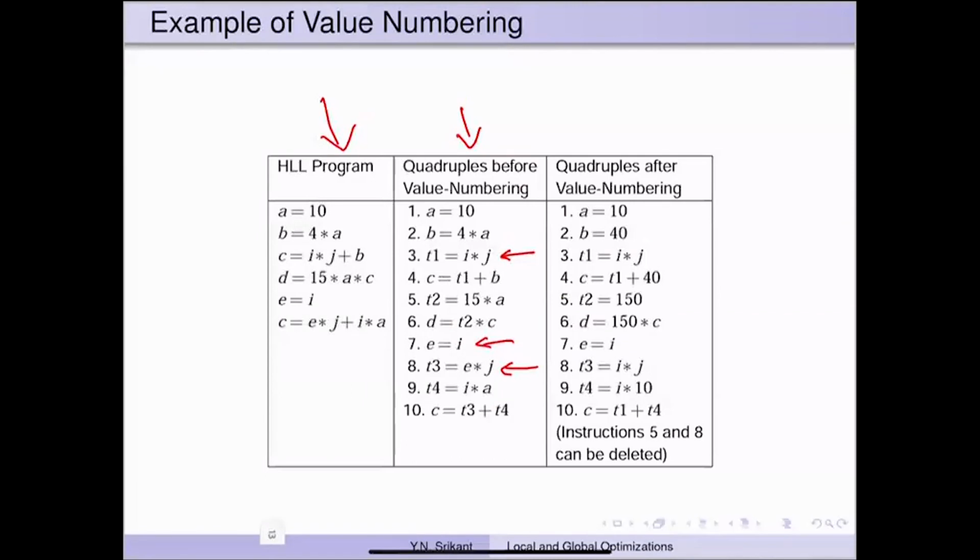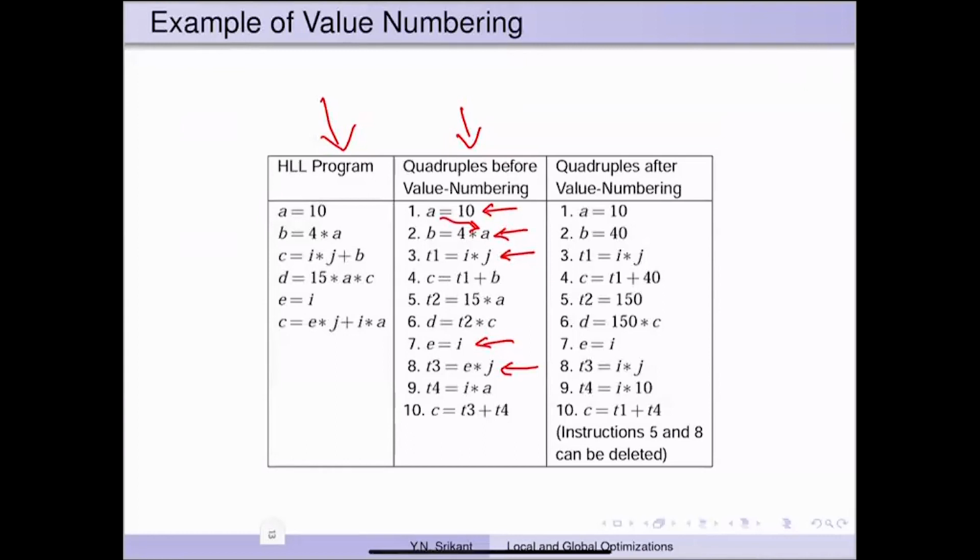Then we have A equal to 10 here. Then we have B equal to 4 star A. So A is a constant at this point. So 4 star A becomes 40. So this is an example of not only constant propagation, where the value of A flows or propagates to this quadruple, but also constant folding, which is evaluating 4 star A. Okay. So let's see how it gets done.